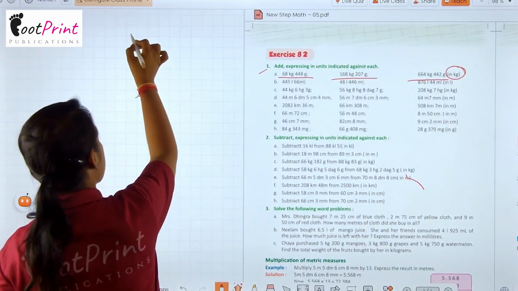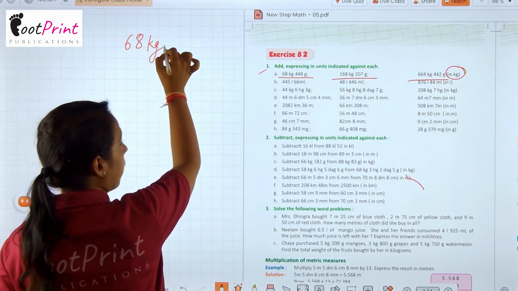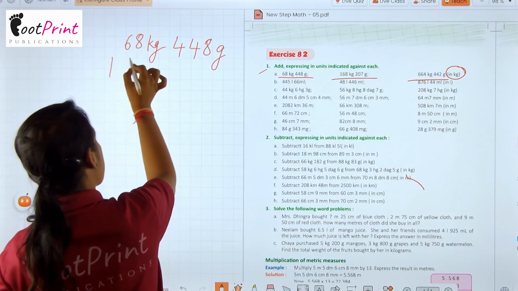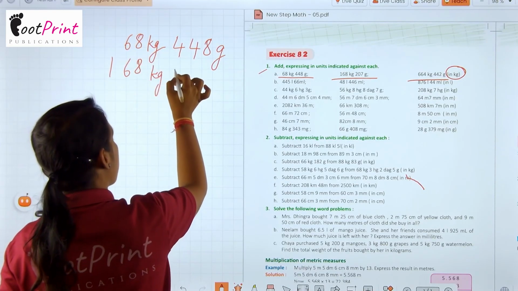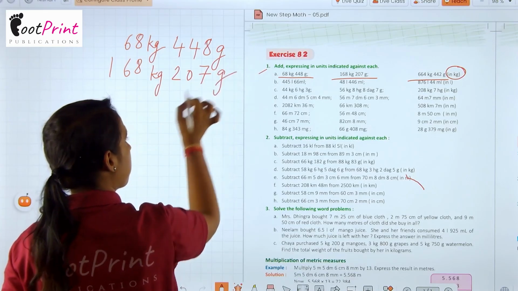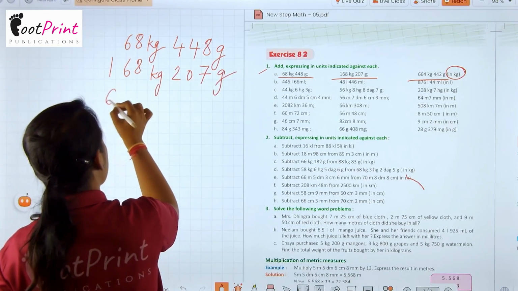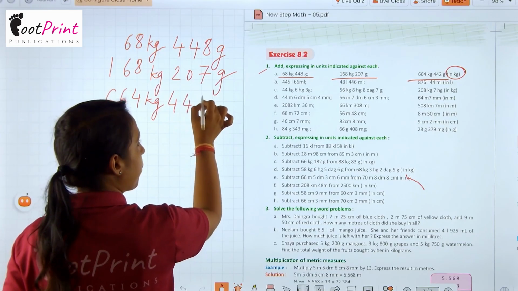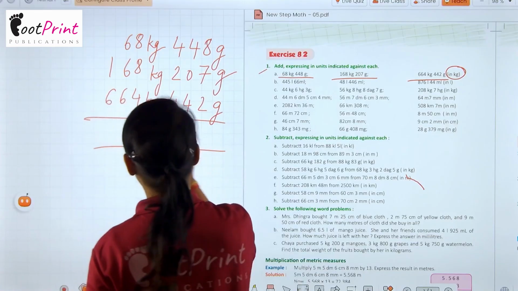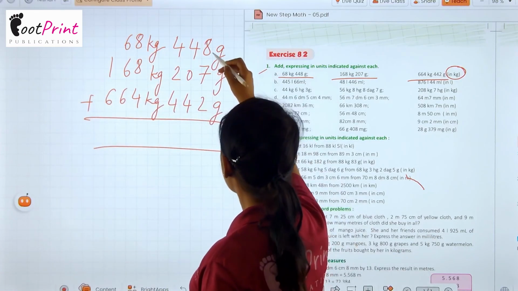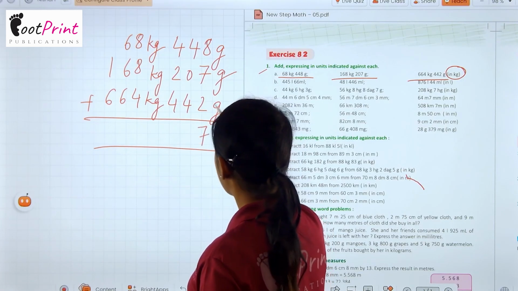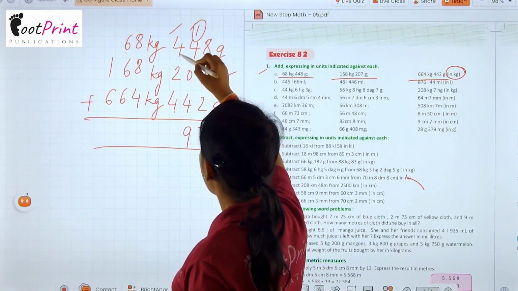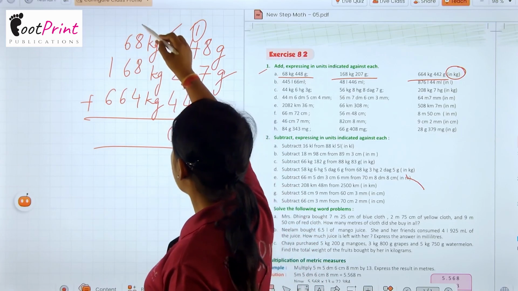So what we have: 68 kilogram 448 gram, and the next one is 168 kilogram 207 gram, and the third one is 664 kilogram and 442 gram. Okay, now we have to add it. Here we have 8, 7, 15, 15 and 2, 17. 1 carry here, 1, 4, 5, 5, 4, 9. In this 4 to 6, 6, 4, 10. and 1 is carry here.